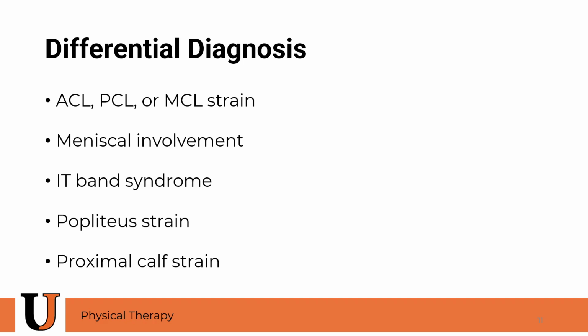And then the popliteus strain, really uncommon, but it's going to be associated with that posterior lateral corner. And then a proximal calf strain. These are all different diagnoses that we need to have in the back of our mind, and as we develop our hypothesis list, some things that maybe should be popping up if we're suspecting an LCL injury.